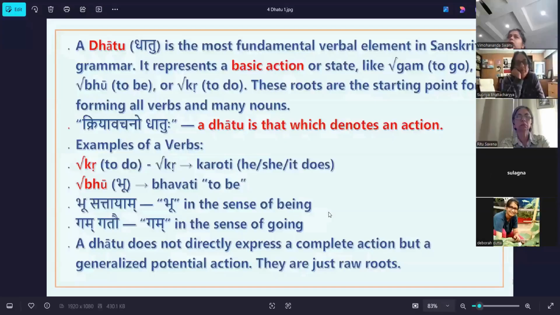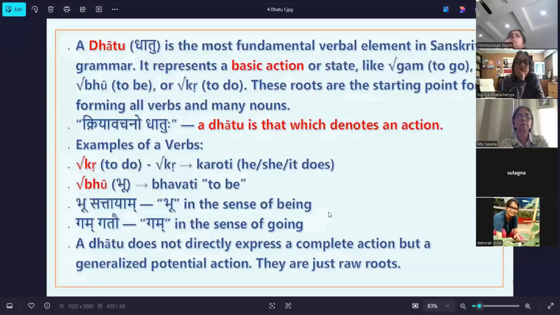Gam gatau. Now this word gatau, already a vibhakti has been applied, so that the meaning is gam in the sense of going. So in Sanskrit, this is the way in which they tell us the meaning of the verbs. We will see other examples also later. But I don't want to burden you with too many Sanskrit examples. First we will see the meaning of the dhatus in English.